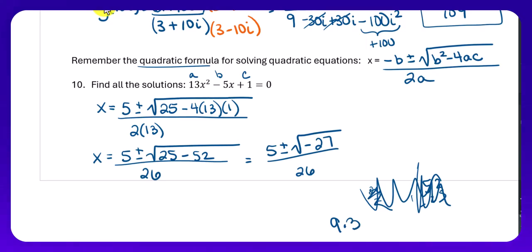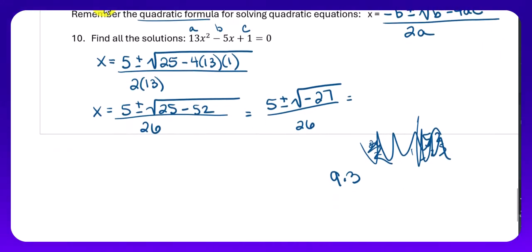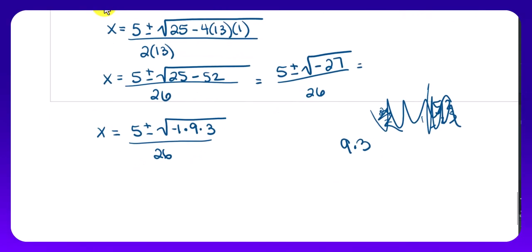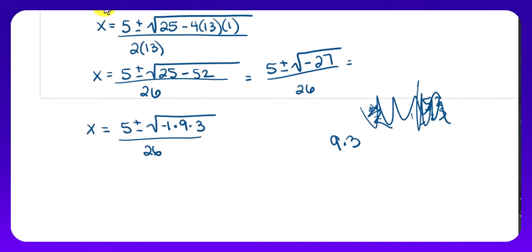9 is a perfect square, so we'll break it apart, just like we did prior. I'm kind of running out of room here, so I'm going to move down. x is equal to 5 plus or minus the square root, and we have a negative 1 times 9 times 3, and all of this is over 26. Now, I know the square root of negative 1 will be i. The square root of 9 is 3. And then the last 3 I can't do anything with.